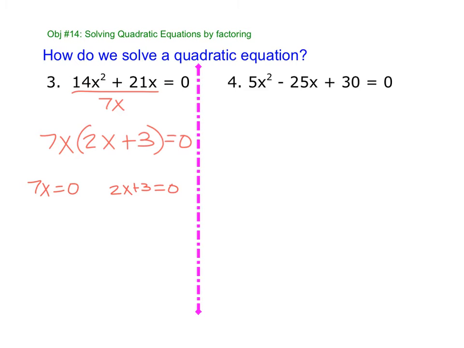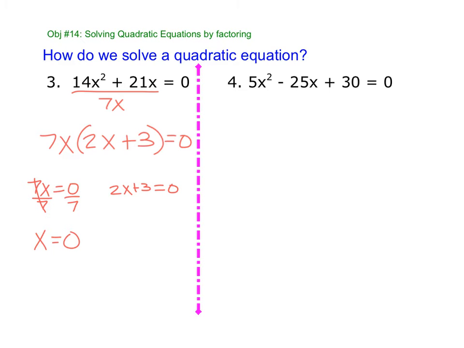7x means 7 times x. What's the opposite of times? We are dividing. 0 divided by 7 is 0. 0 divided by anything: if I have no pieces of candy, I can't divide the candy up to my friends, right? There's no candy for anybody, right?